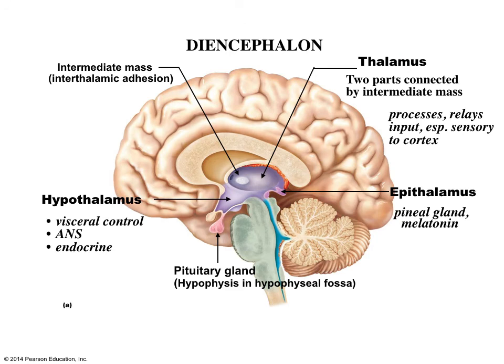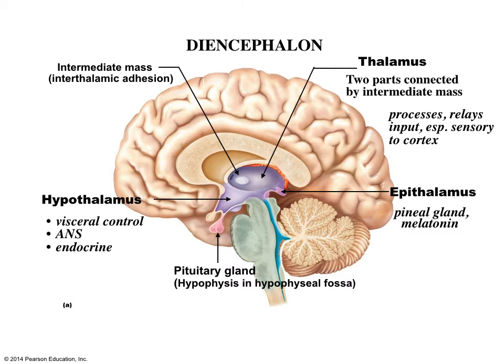Three parts of the diencephalon. Thalamus is the largest. It has two masses connected by an intermediate mass. The thalamus edits or processes and relays input, especially sensory incoming information, to the cortex. Epithalamus, with its pineal gland, produces melatonin, which aids in sleep.